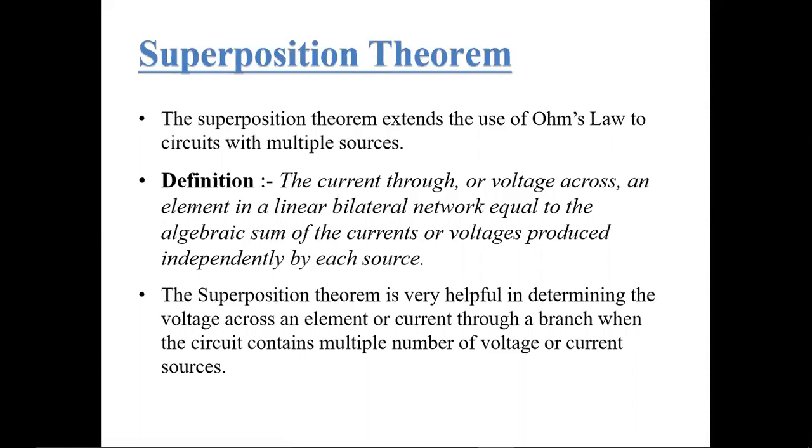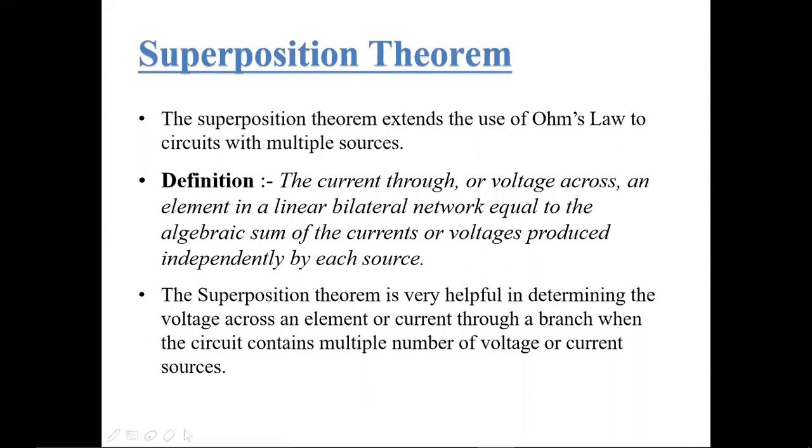So in a linear bilateral resistive network containing two or more voltage sources, the resultant current in any branch is the algebraic sum of the currents that would be produced by each voltage source acting alone, and all other voltage sources are being replaced by their internal resistance. This is very important. Before discussing this statement, let me read these points on the screen.